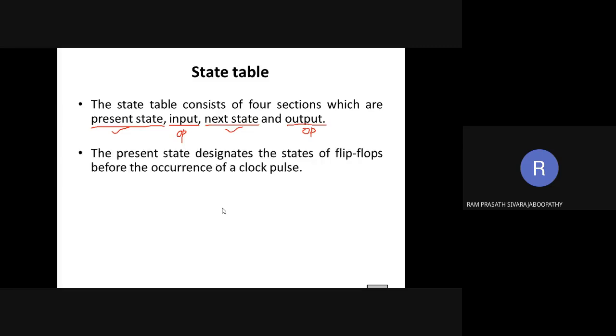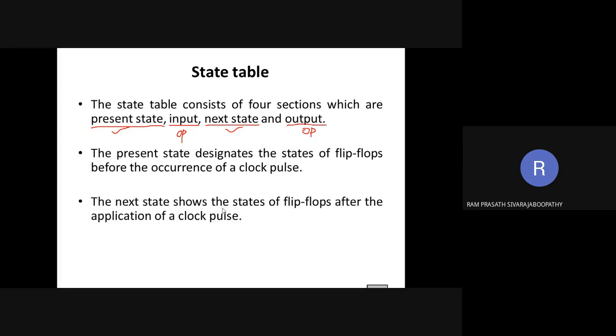The present state designates the state of the flip-flops before the occurrence of a clock pulse. Clock pulse குடுக்கிறதுக்கு முன்னாடி flip-flop ஓட state என்ன இருக்கோ, that we call it as present state. The next state shows the state of the flip-flop after the application of the clock pulse. So now clock pulse கொடுத்ததுக்கு அப்புறம் என்னோட present state எப்படி change ஆகும், that will be my next state.